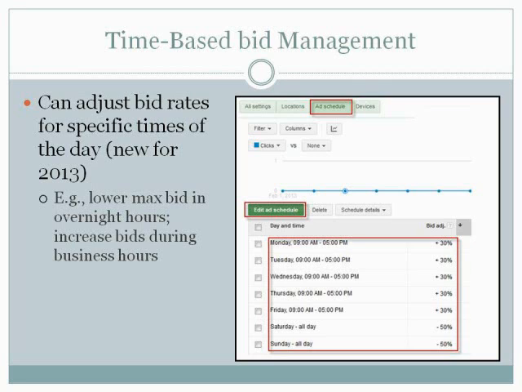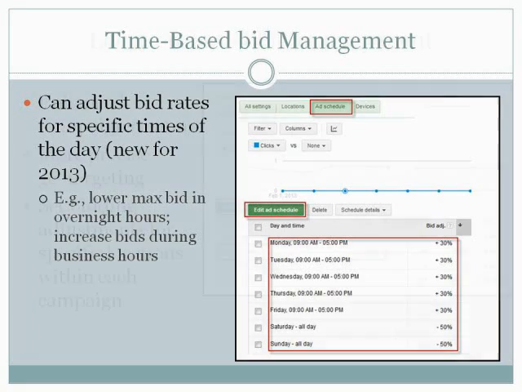There are a few things that are new for 2013. You can adjust the bid rates based on the time of day. So, for instance, you really don't want to spend a lot of money on people who are searching around in the wee hours of the night. You can lower your bid rates and have them increase during perhaps normal business hours.